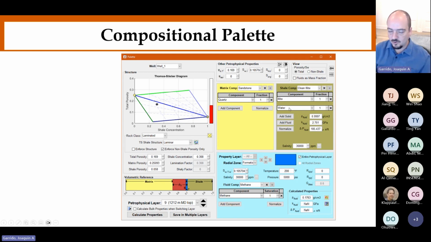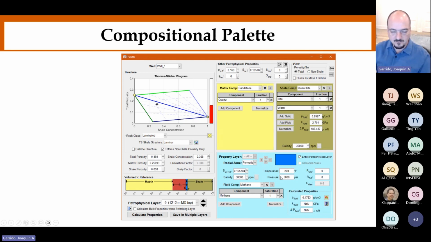We can make this a little more complicated, or a lot more complicated. In a real case, it might or might not be more complicated. In many cases, people prefer to just assume one shale component and one matrix component. You can make it as complicated as you want, and you can modify that here.